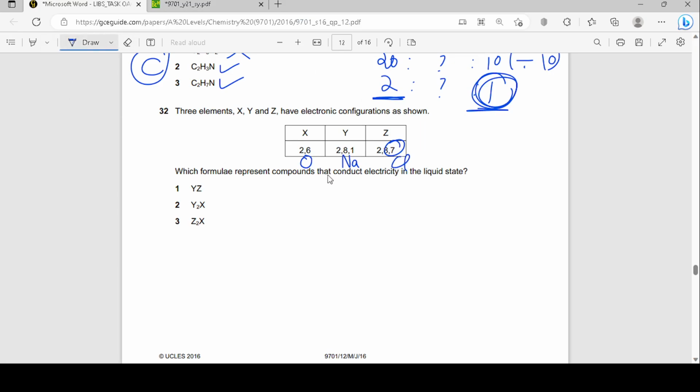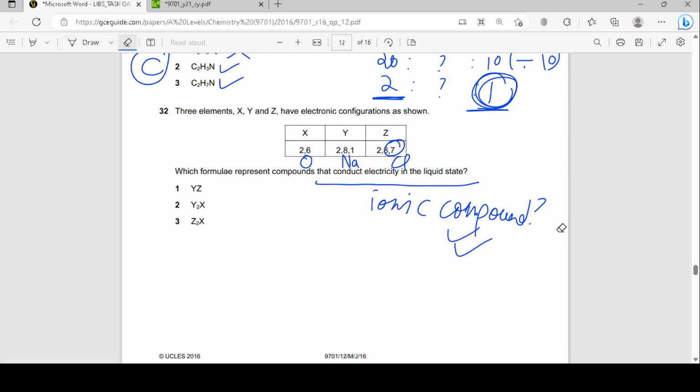So now they're saying conduct electricity in the liquid state. Well, probably that means there is an ionic compound. Maybe they're talking about ionic compounds. Because ionic compounds conduct electricity in the liquid state, right? Not in the solid state, but in the liquid state they have free moving ions, right? So they will conduct electricity. So then YZ will be NaCl. NaCl is definitely an ionic compound, right? One of the most well-known ionic compounds, I would say.